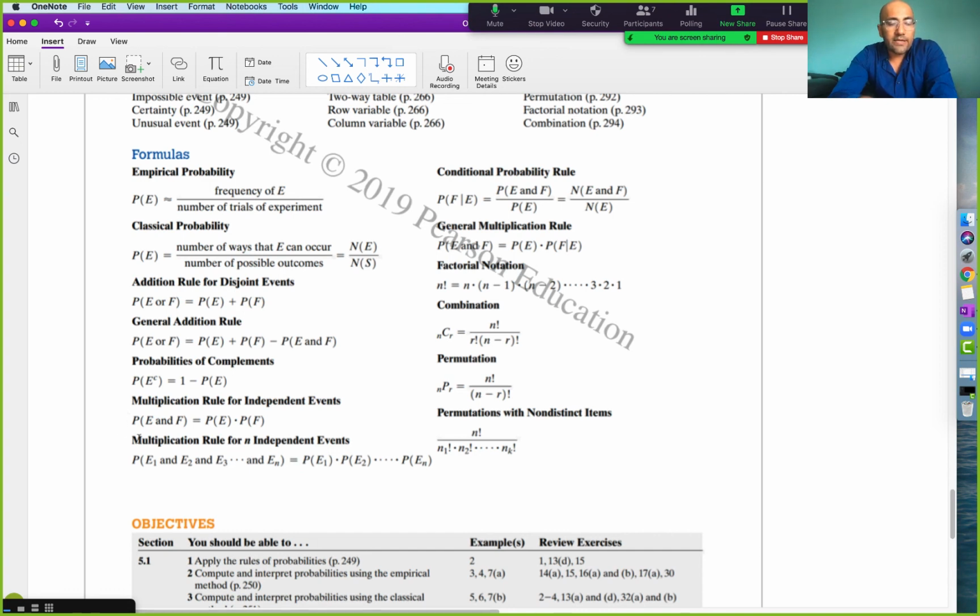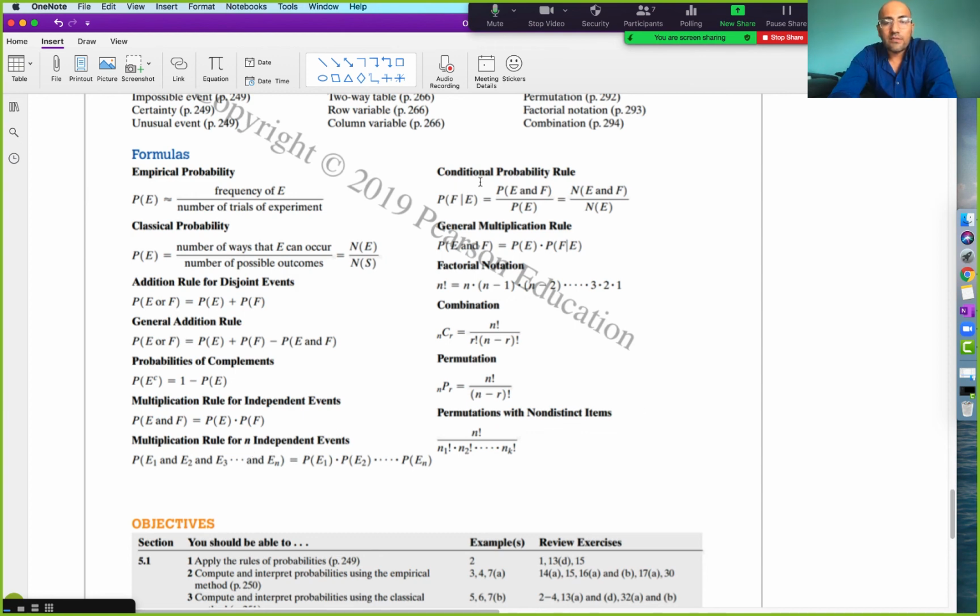Then we get to the multiplication rule for independent events, right? Two events are independent, then the probability of E and F is equal to their multiplication. Find the probabilities independently, multiply them together. And then that can be extended to multiple events, n number of events.